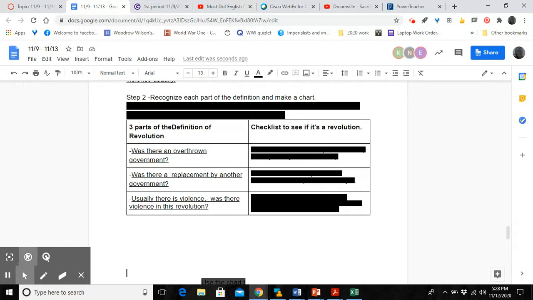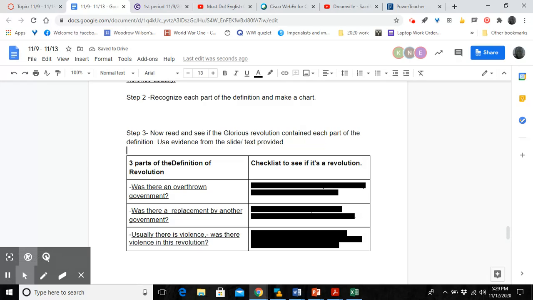Now, as you can see, I have taken each of those underlined parts and put it into a chart and turned it into a question. Was there an overthrow of government? Was there a replacement by another government? And usually there's violence. Was there violence in this revolution?